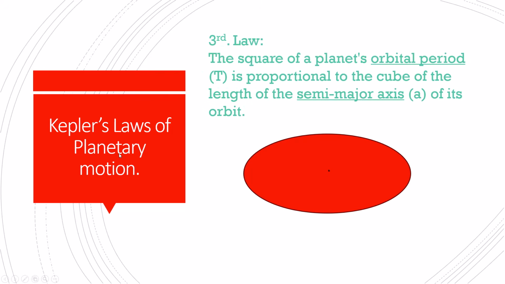And Kepler's third law: the square of a planet's orbital period T is proportional to the cube of the length of the semi-major axis a of its orbit. So what is the semi-major axis? This is the major axis, this is the semi-major axis a, and this is the time period in which the planet revolves around this orbit. Then T square is proportional to a cube. This is the third law of Kepler's planetary motion.